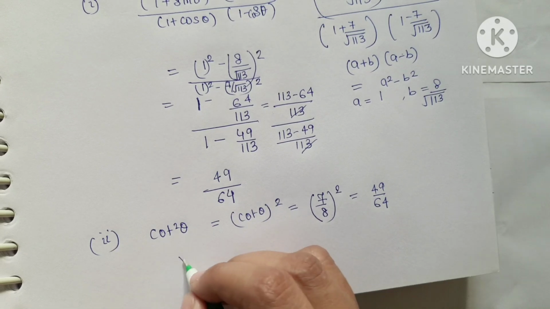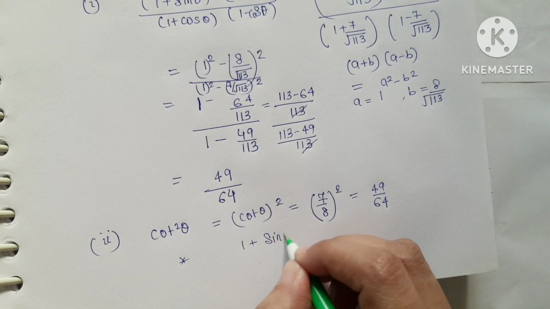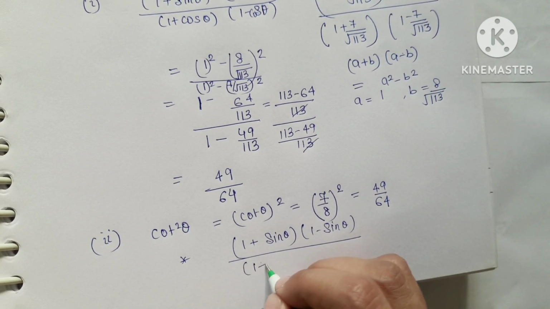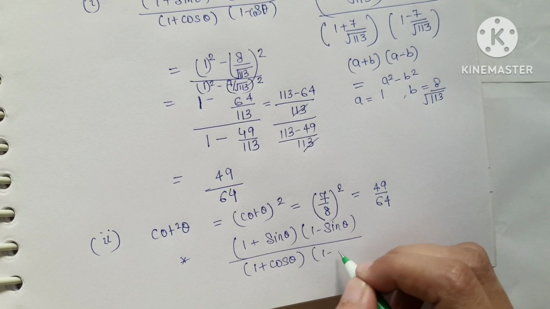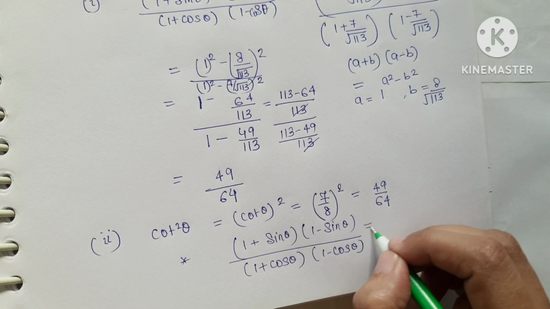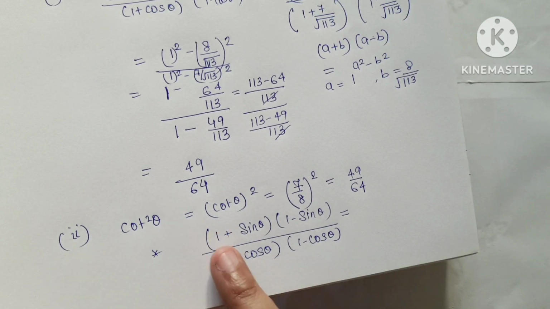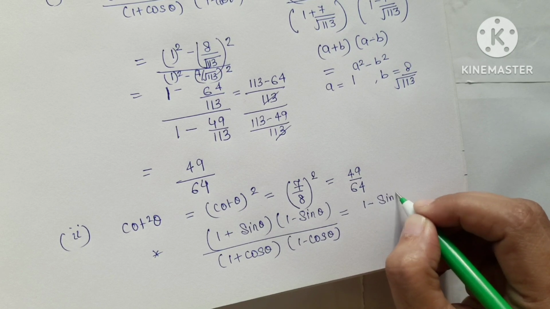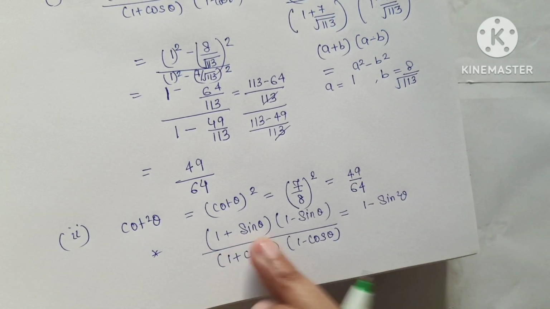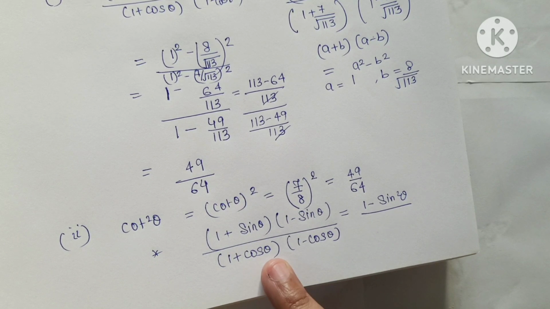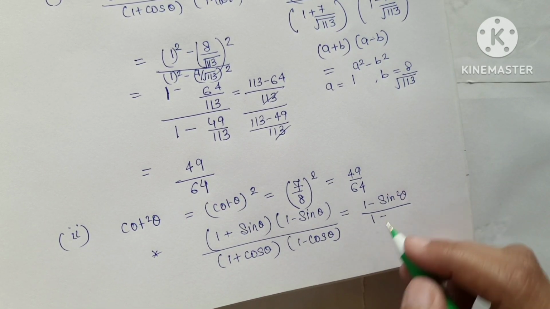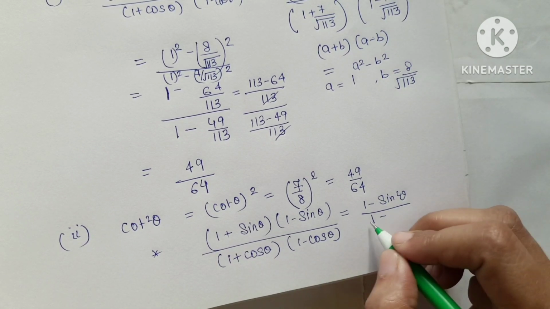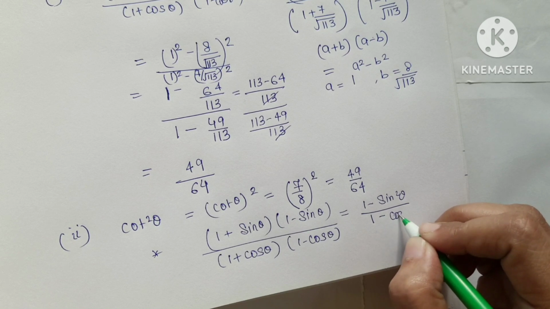One interesting fact is that both are the same. How come? You can see here, 1 plus sine theta, 1 minus sine theta, and 1 plus cos theta, 1 minus cos theta. Again you can see here, it is a plus b and a minus b. So you can write it like this, 1 minus sine square theta, right? A square minus b square. And here it is again a plus b and a minus b. You can write it like a square minus b square. So 1 square minus cos square theta. So 1 square is 1, and cos square theta you can write over here.